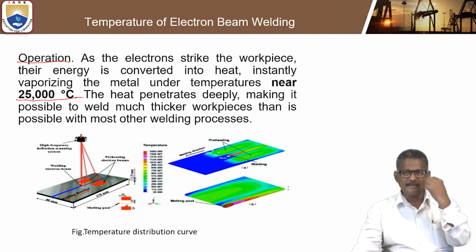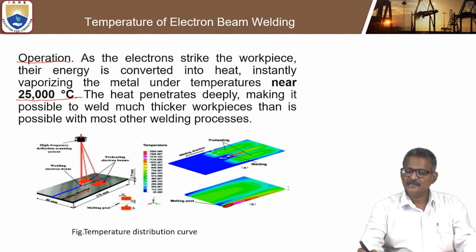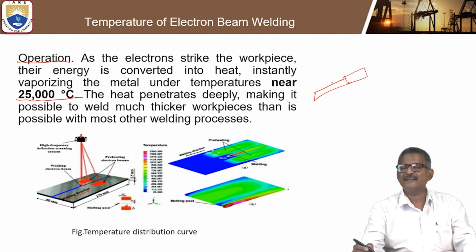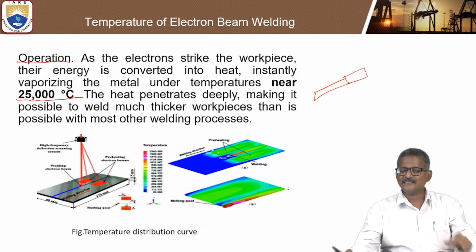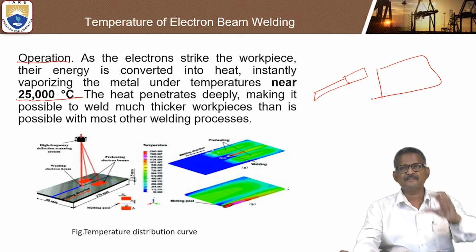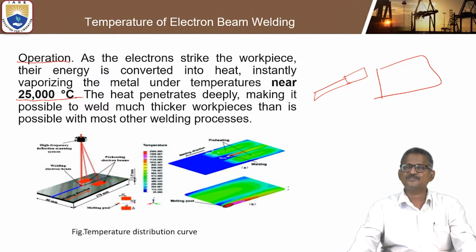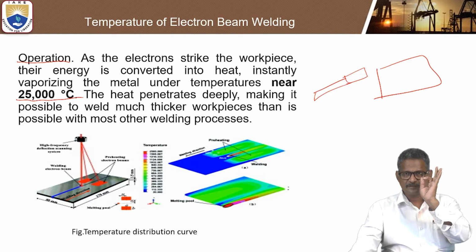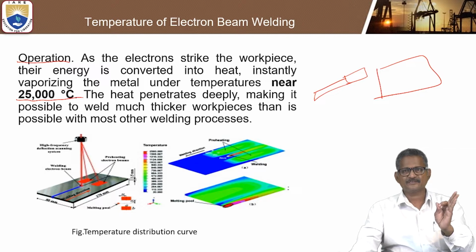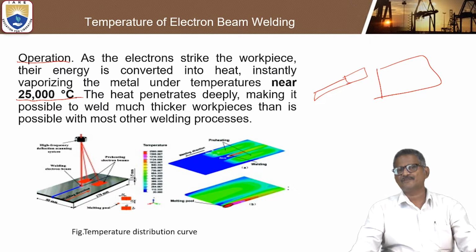This heat penetrates very deeply, making it possible to weld much thicker sections, especially where thin sections are concerned; ordinary welding, arc welding and gas welding can be preferable there. For very thick sections, such as some large pipes and other heavy materials, the most preferable method is the electron beam welding process. So that is why this is the most widely used method among all other welding processes.